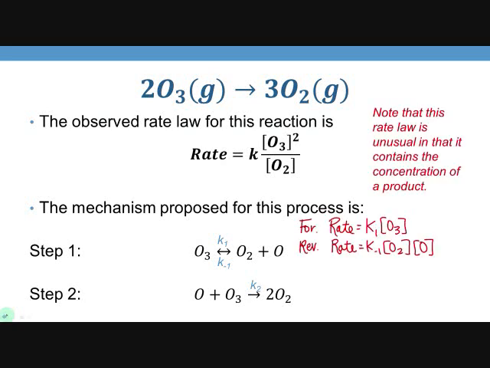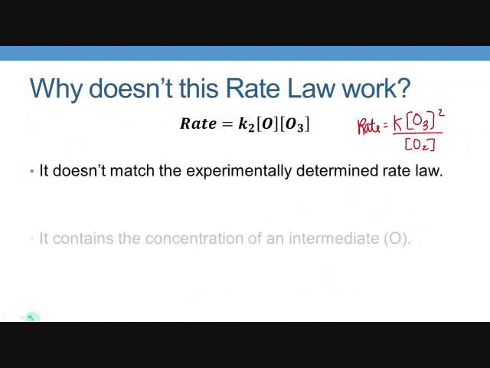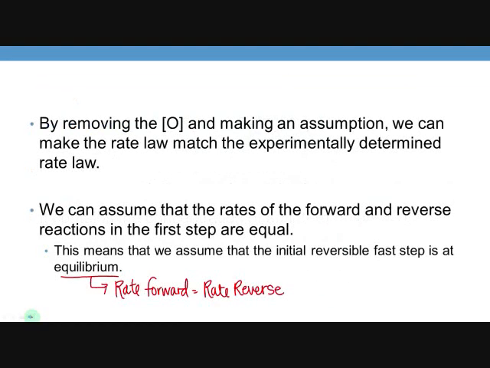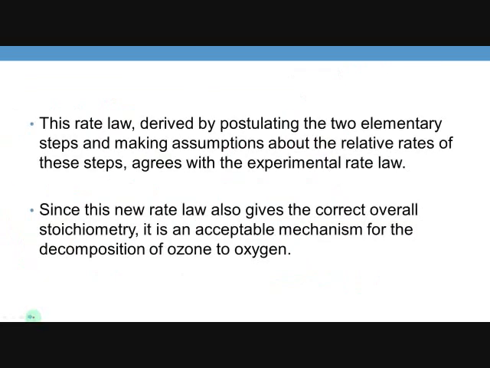that was given right at the beginning, where we had the O2 as the product concentration in there, and that was not normal. But because we were able to derive how it matched, making that assumption and assuming that the rates are equal to each other, then this does agree with the rate law. So since this new rate law also gives the correct overall stoichiometry, it's an acceptable mechanism for the decomposition of ozone to oxygen.